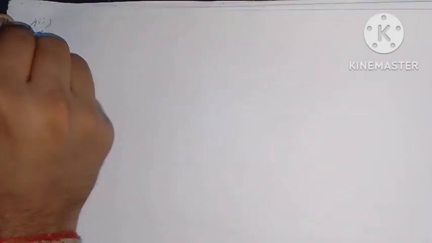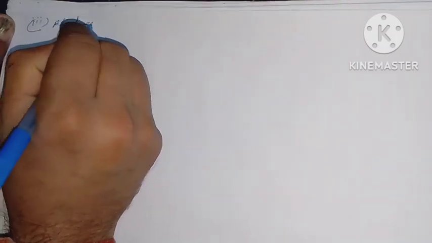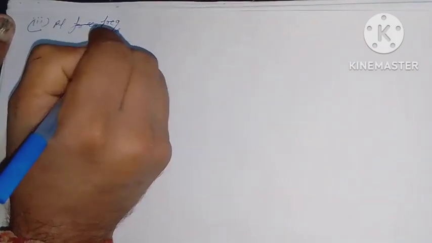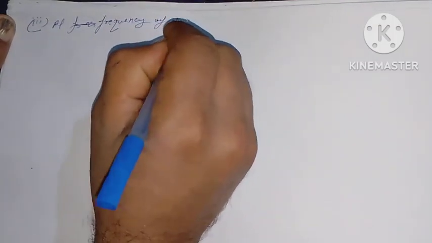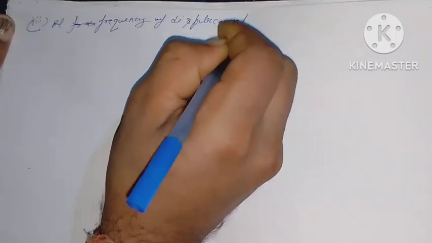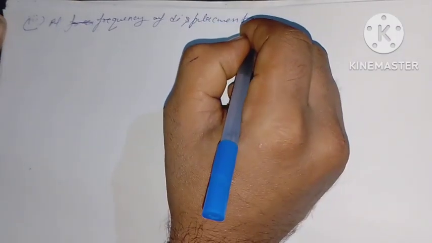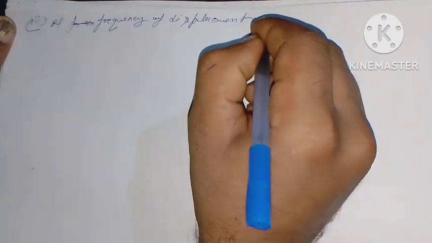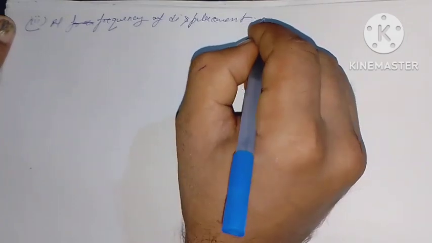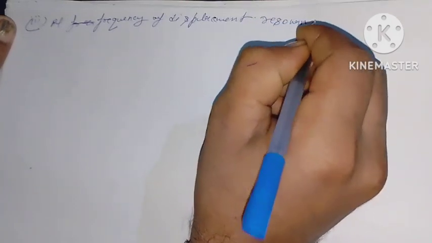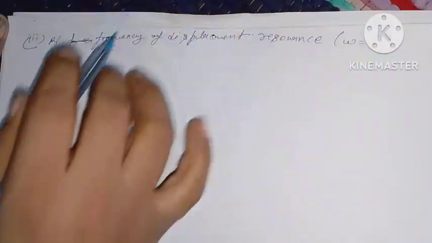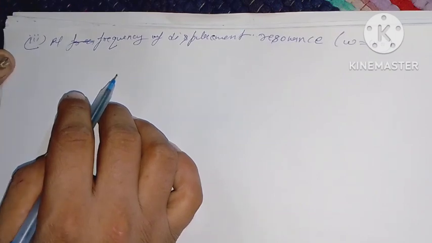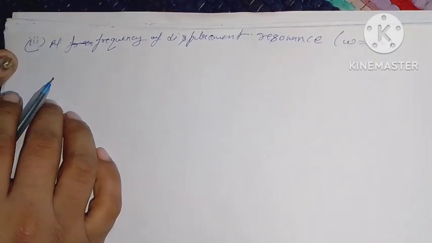Third condition is very important. At the frequency of displacement resonance, that means omega equal to omega naught, the driving force frequency is equal to the natural frequency of the oscillator. This is the case of amplitude resonance.